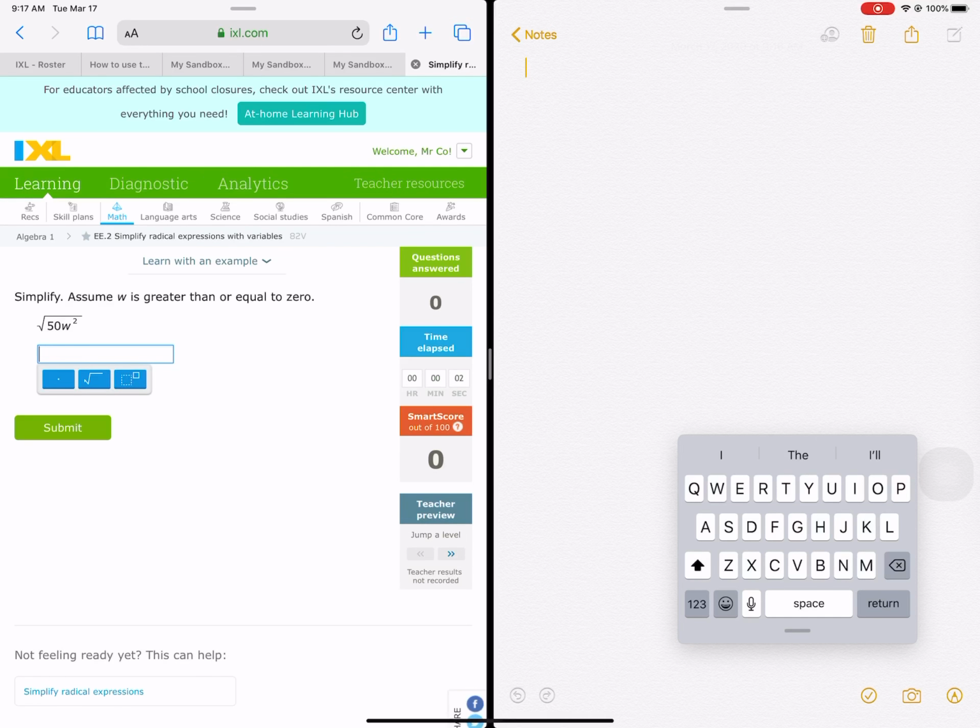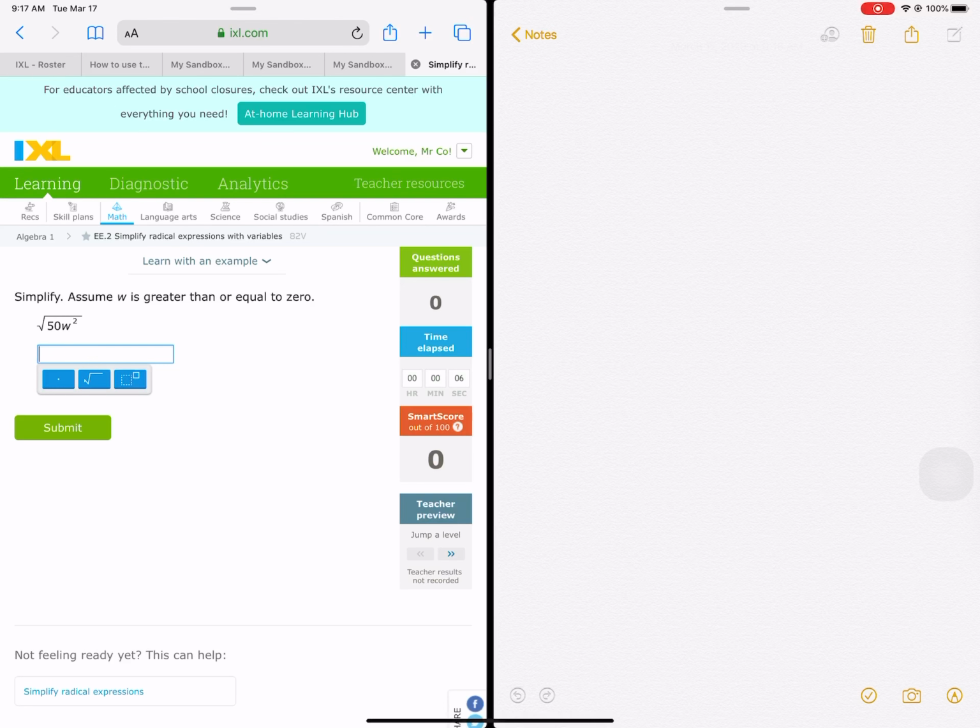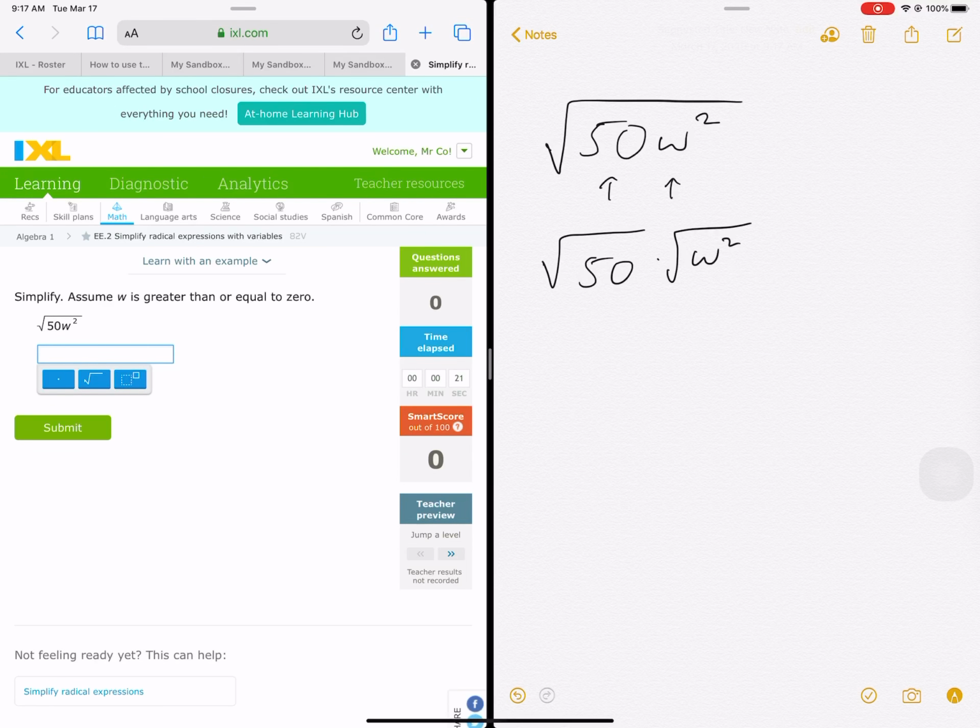Now, as you notice, let's write this down. It's going to be square root of 50 w squared. We not only have numbers, we have variables, and we treat them separately. Don't overthink it. We'll take the square root of 50 by itself, and then we'll take the square root of w squared by itself.